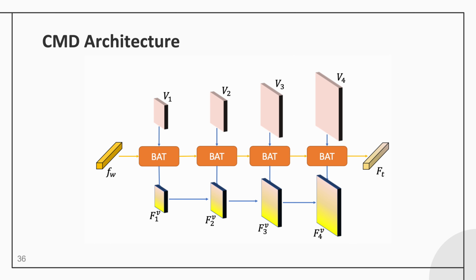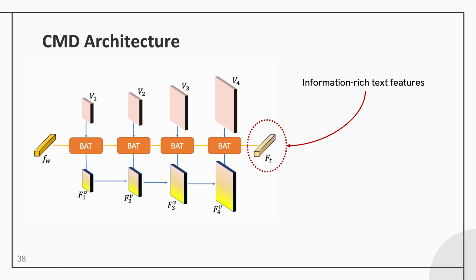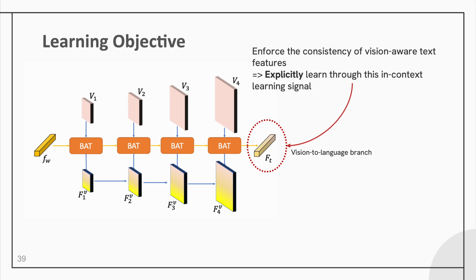In the language-to-vision branch, these multi-scale feature maps contain text information about the target object, and this is one of the two main components to generate the segmentation mask. It will contribute to the segmentation loss as a direct learning signal. The final text features contain visual information about the object and its relationships. Previous methods do not utilize these features, resulting in inconsistent mask prediction. On the other hand, we propose to add a constraint on these features as an in-context learning signal to create a robust, profound, coherent text feature space.